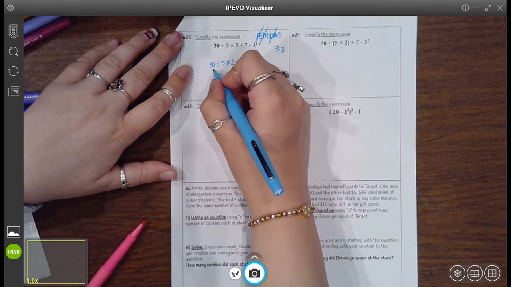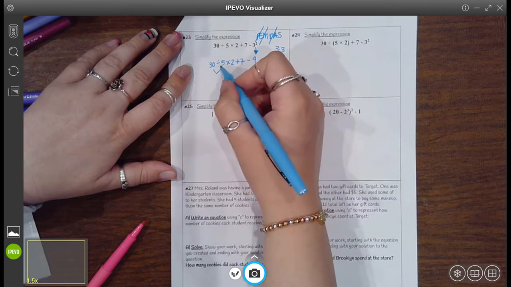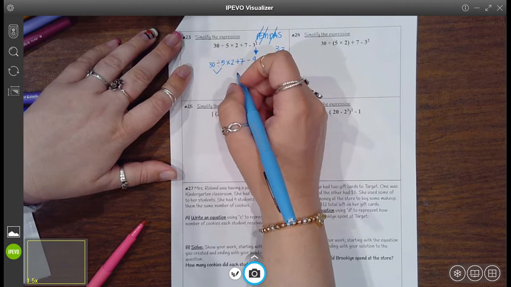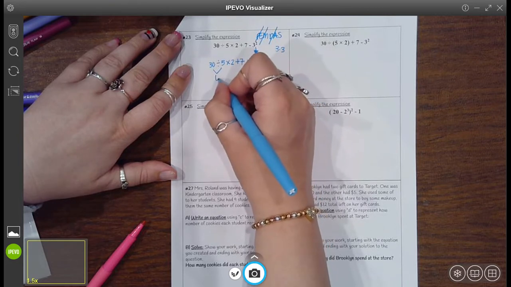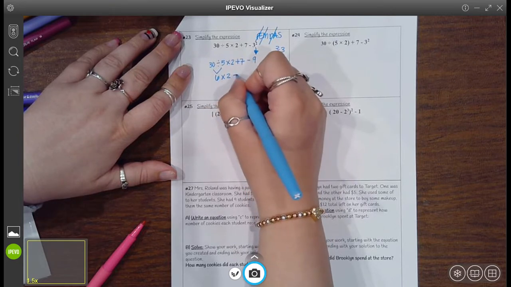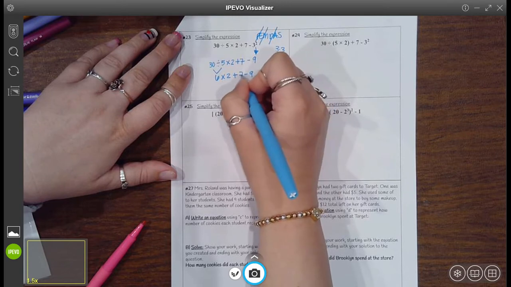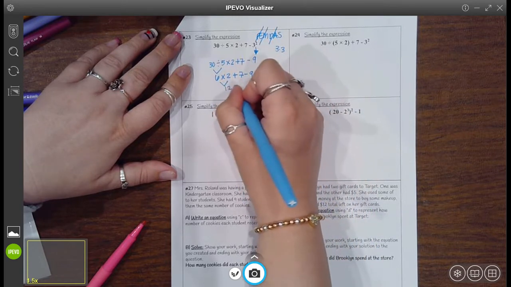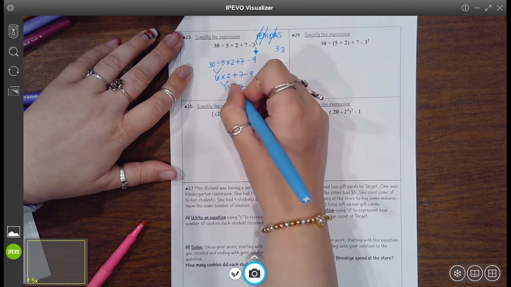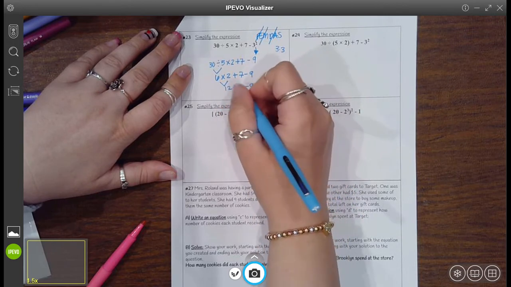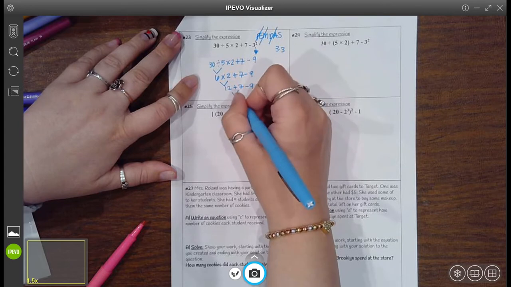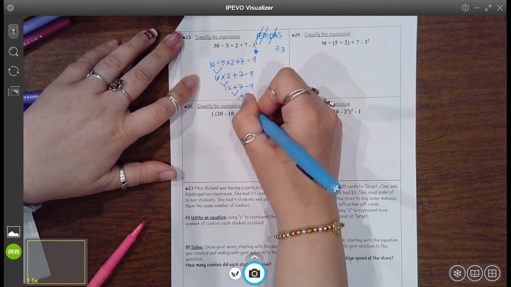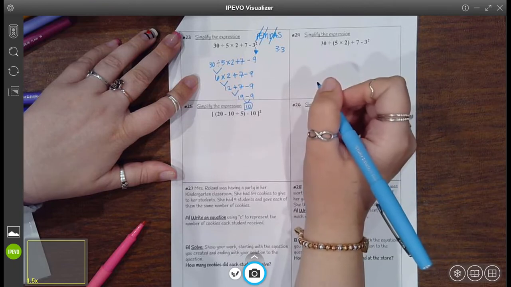Multiplication or division, right here. Again, when deciding between multiplication and division, you go from left to right of whatever comes first. 30 divided by 5 is 6. Bring down everything else. Okay, there's still some multiplication or division left. That's 12 minus 7 minus 9. Okay, and then 12 plus 7 is 19 minus 9, and 19 minus 9 is 10.